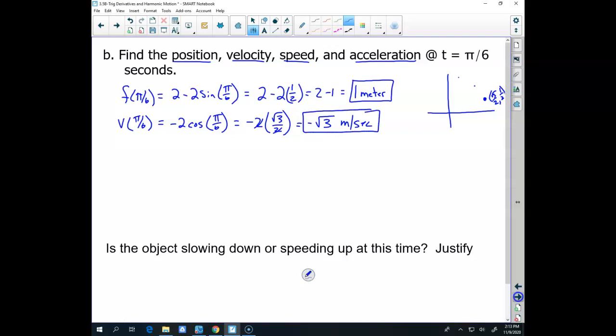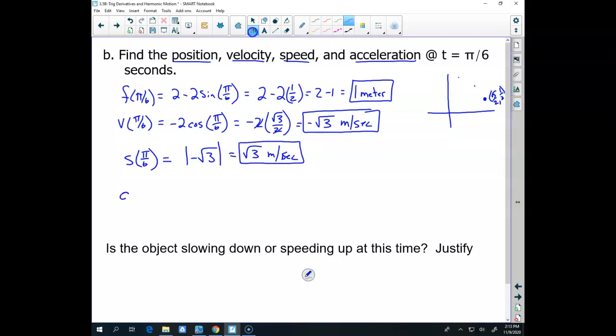Okay, I can look at my acceleration. I can look at a at pi over 6. Well, actually, before I do that, I might as well do my speed first because that makes sense. So speed, my s of pi over 6, well, hey, that's really easy because that's just taking the absolute value of that. So it's square root of 3 meters per second. That's all. The speed's just velocity, but positive.